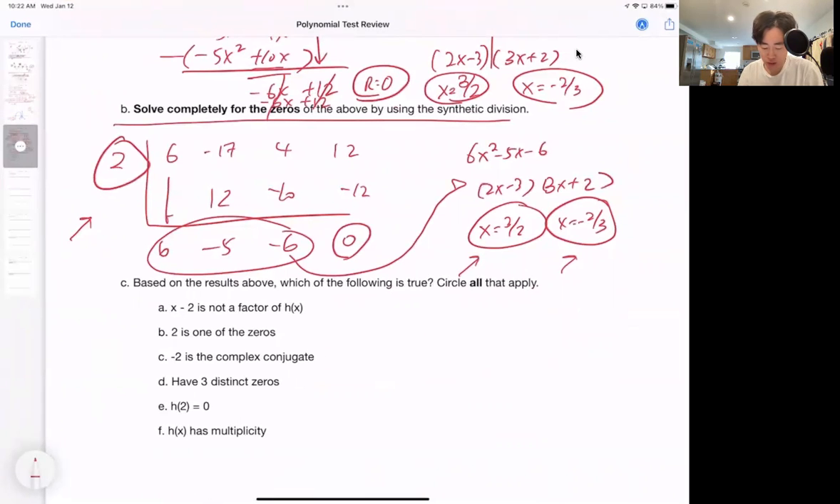Based on the results, which of the following is true? X minus 2 is not a factor. It is a factor because I have a remainder of 0. 2 is one of the zeros. Check. Negative 2 is a complex conjugate. First of all, I didn't go over what a complex conjugate is, but I will eliminate that for your answer choices. That's not definitely true.